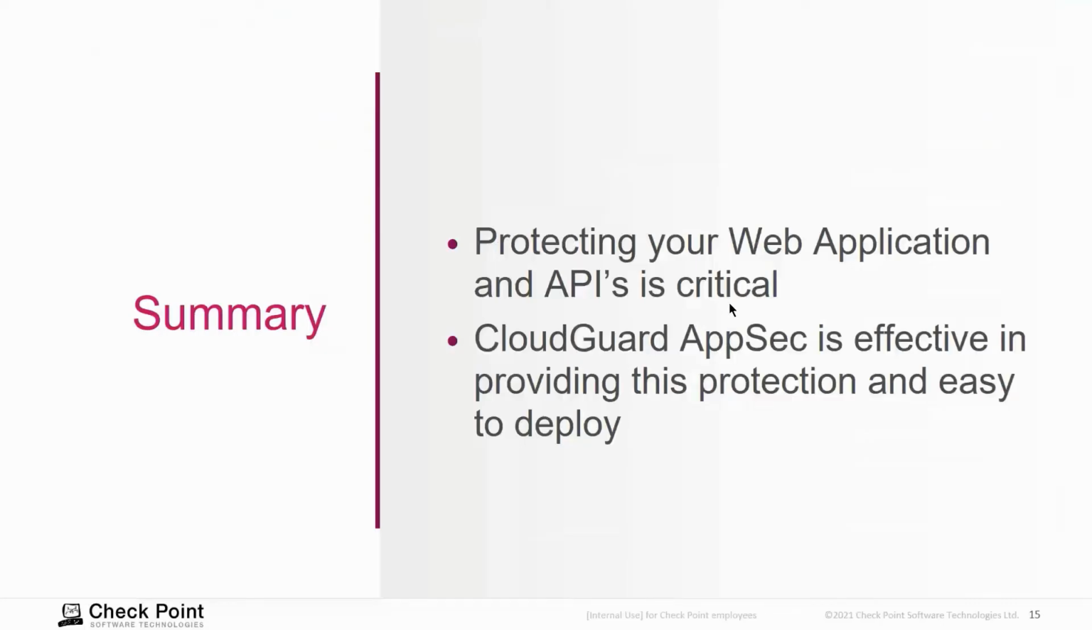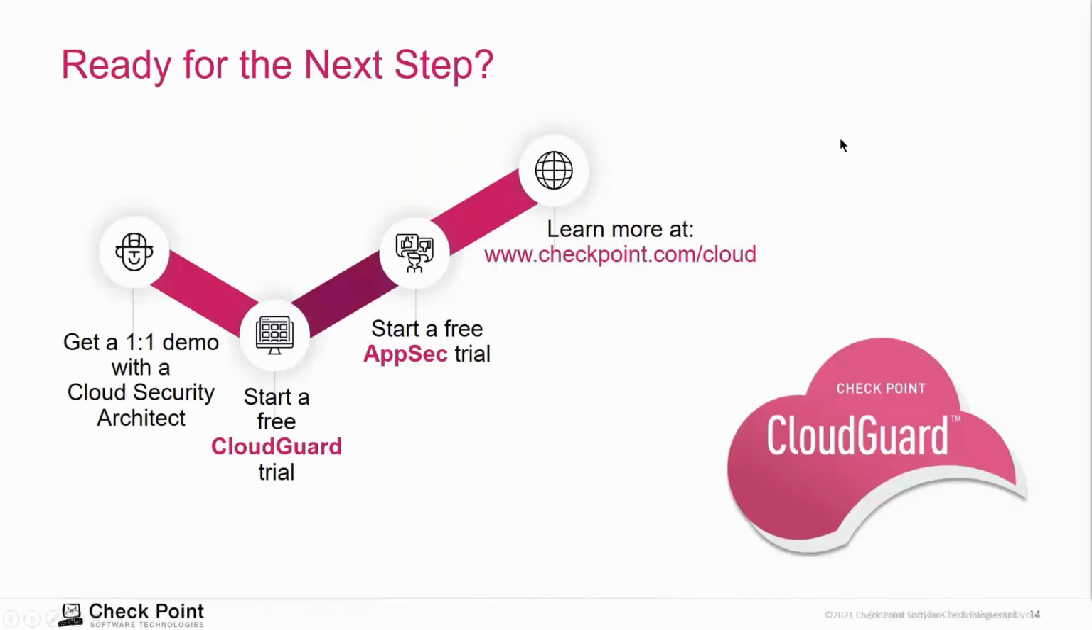In summary, you have an opportunity today to protect your web applications and your APIs with the CloudGuard AppSec product. It's an effective tool at providing this protection, and it's very easy to deploy with Helm charts. For the next step, we would like to recommend that you get in touch with your cloud security architect for a one-on-one demo and start your free CloudGuard trial.